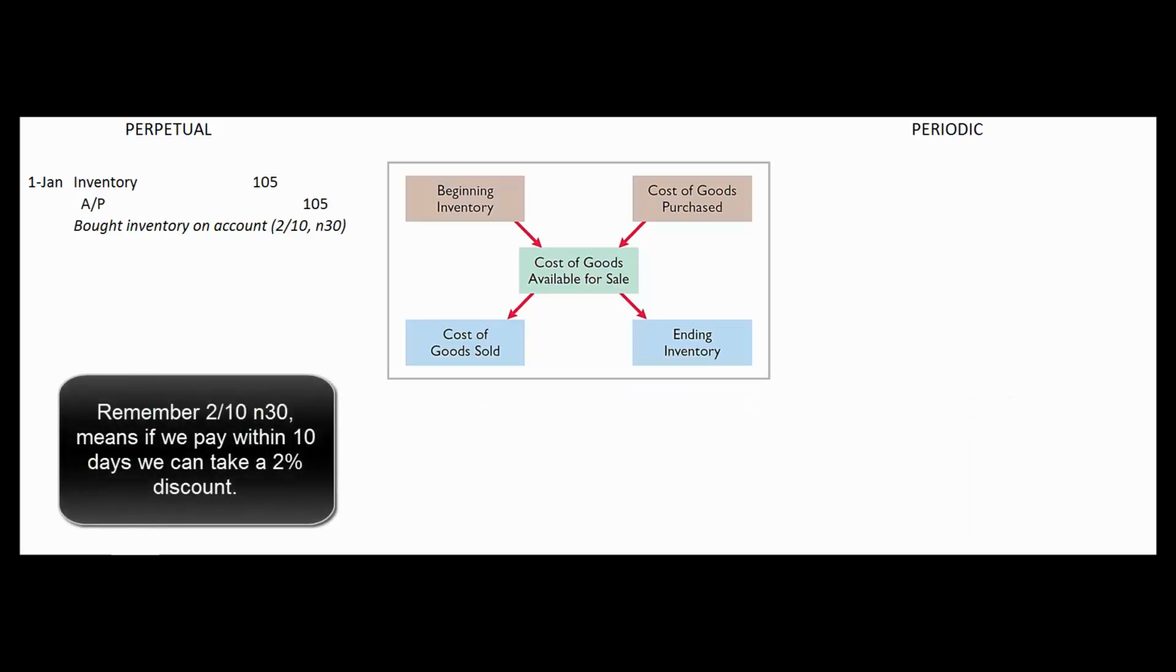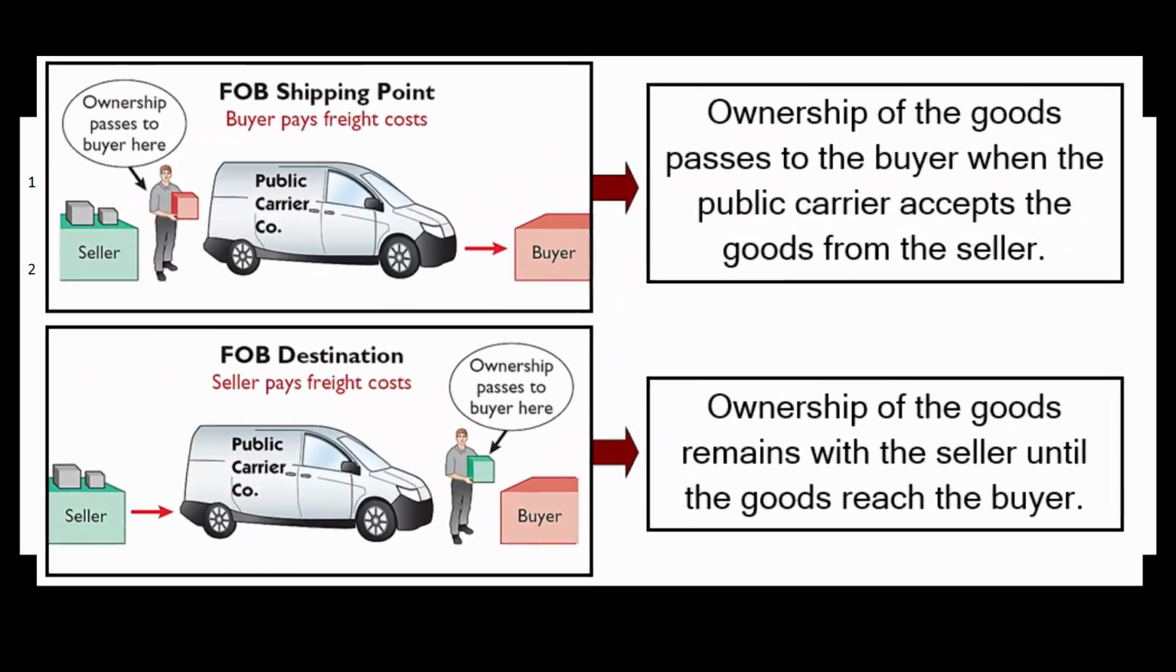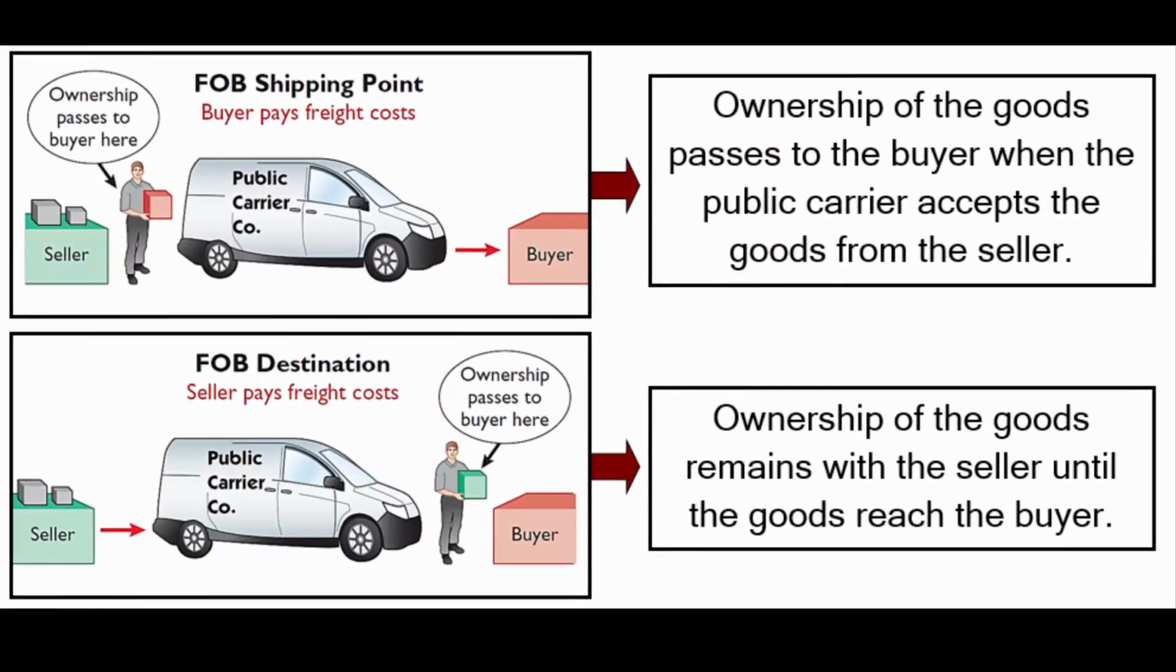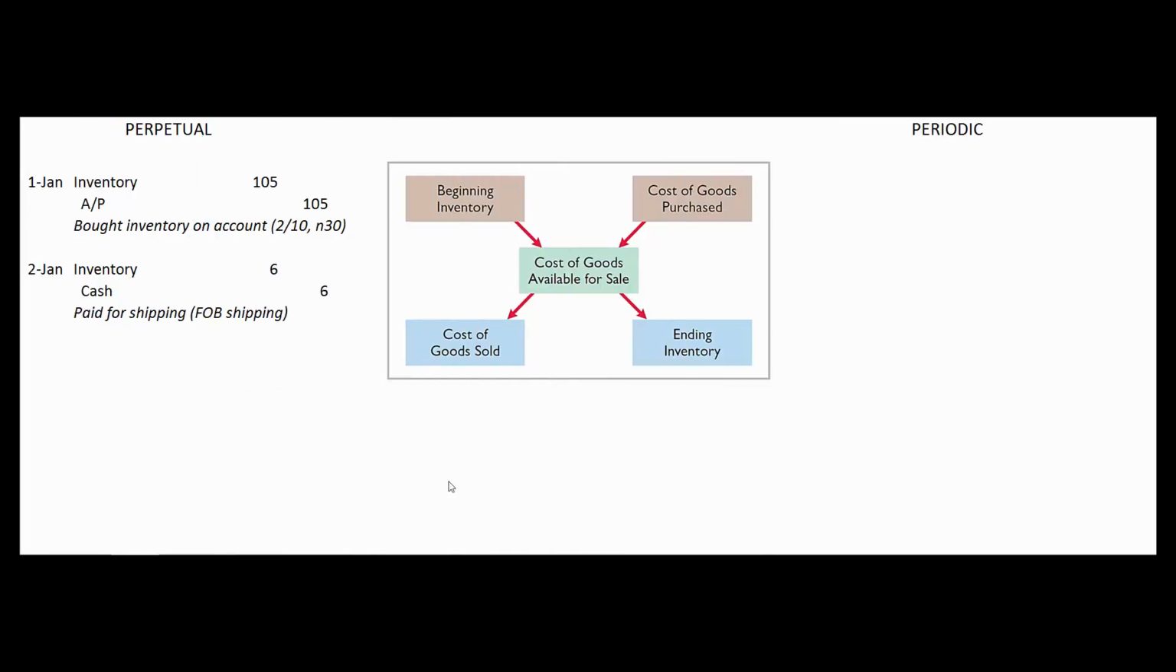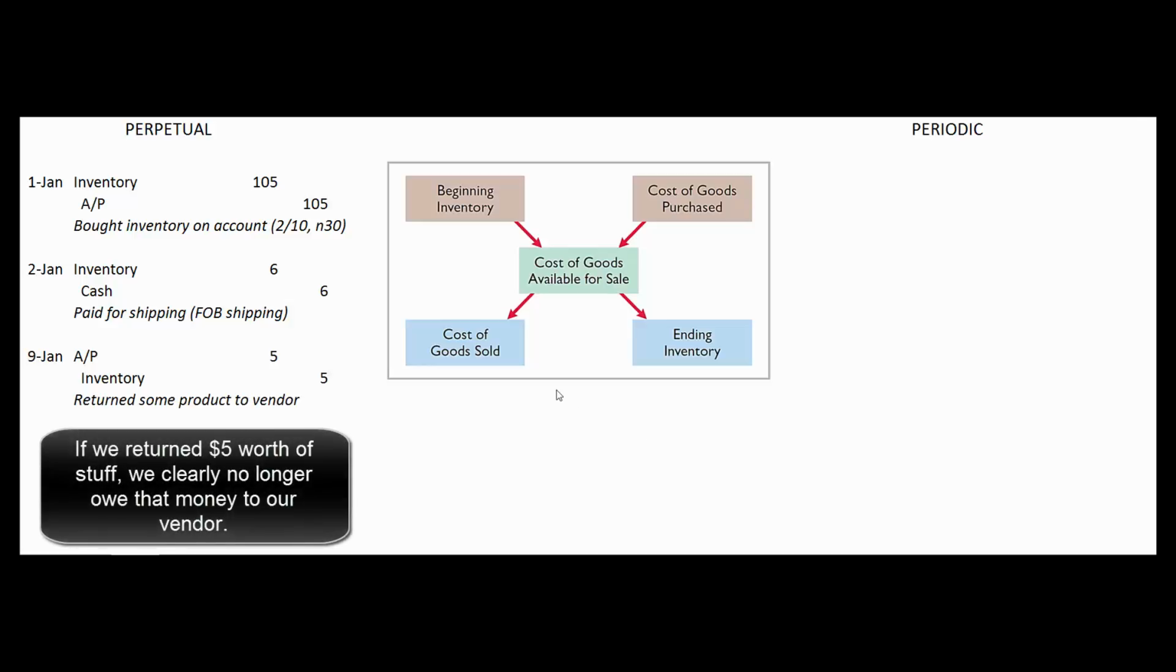So first, let's look at the perpetual inventory system. Let's say we buy some inventory for $105. We debit inventory, credit accounts payable, and the terms are 2/10 net 30. Then if the terms of that shipment were FOB shipping point, that means that we were responsible for the shipping costs, and we include those as part of our inventory costs. Then let's pretend like we're dissatisfied with some of the inventory, so we ship back $5. We reduce our accounts payable, and we directly reduce our account inventory to reflect the fact that we've returned $5 worth of stuff.